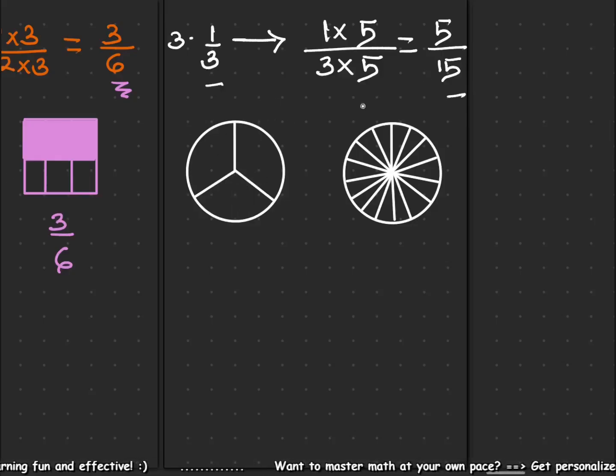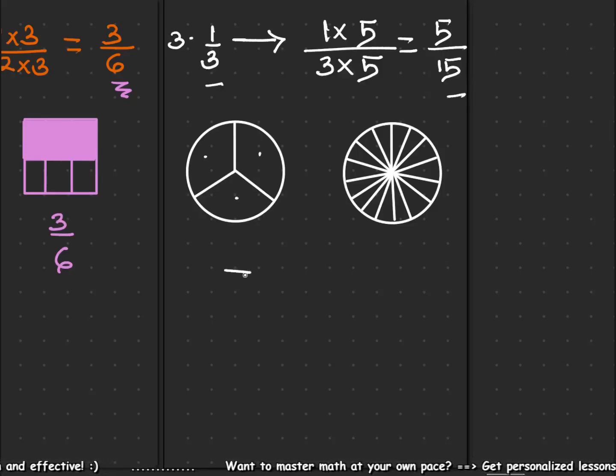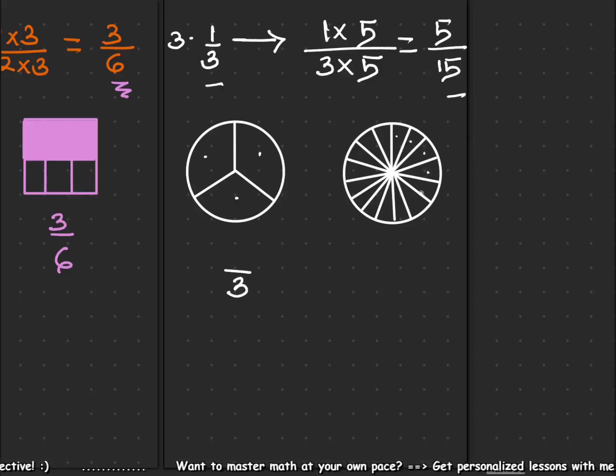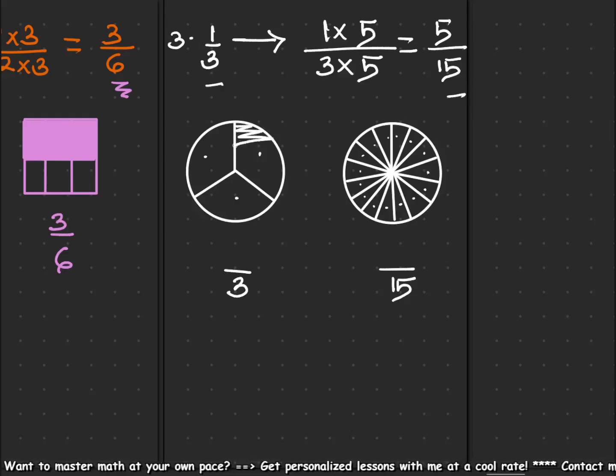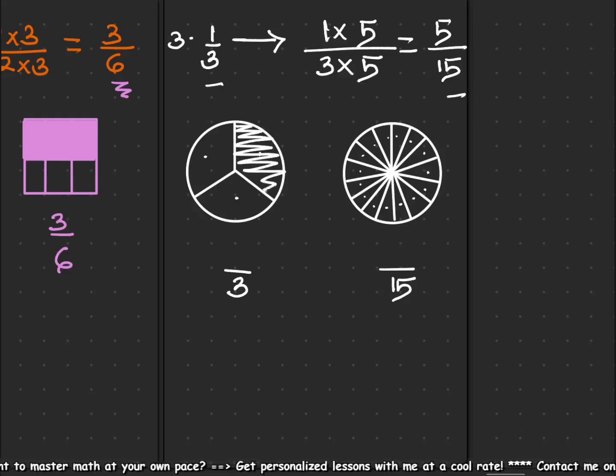So these are the two fractions we are going to use. We have 1, 2, 3 for the 3 portions. And for this, we have 1, 2, 3, 4, 5, 6, 7, 8, 9, 10, 11, 12, 13, 14, and 15. So for the 15 portions. Then for the 3 portions, we just need 1 portion taken. As you can see, we have taken just 1 portion out of the 3.